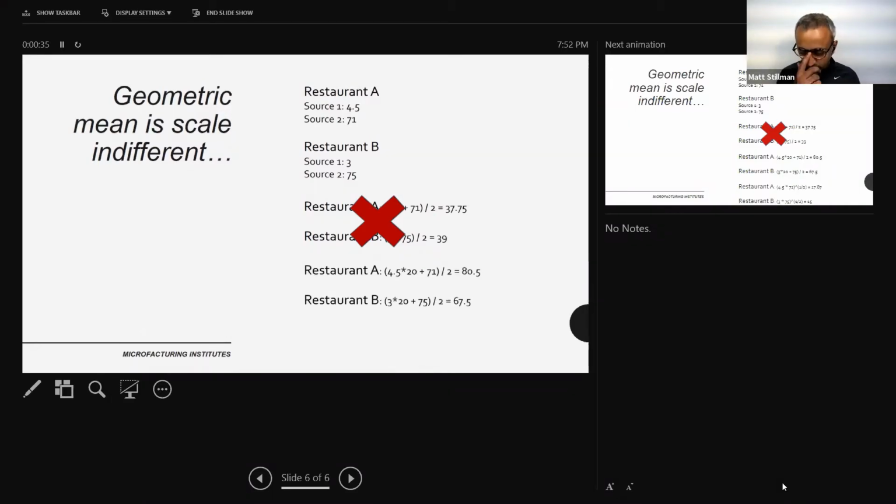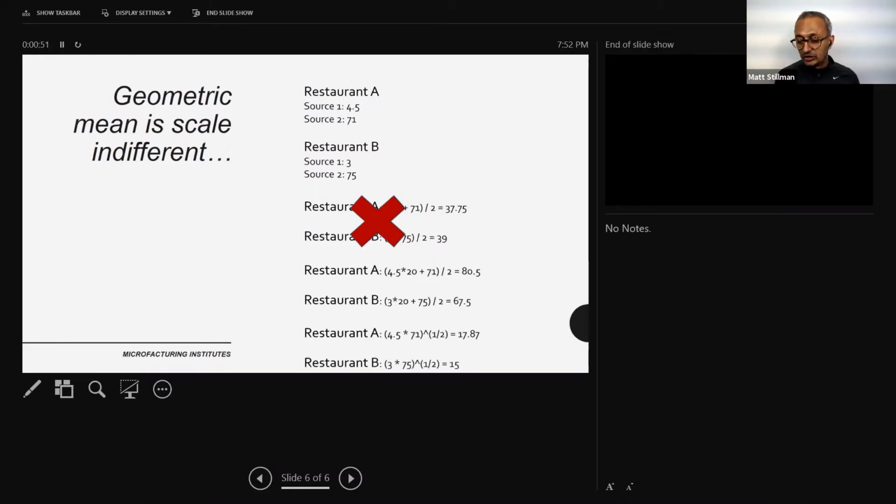So if you normalize it, you will see that you have the right picture, that restaurant A in theory is actually better than restaurant B. Another way to do that is to take the geometric mean. Geometric mean is scale agnostic, so it doesn't matter what scale you use. You can combine 2 different sources of data and take the mean, and you will get the true picture of what is happening. And when you take the geometric mean, which is the last part we did, you get that restaurant A is in fact better than restaurant B.